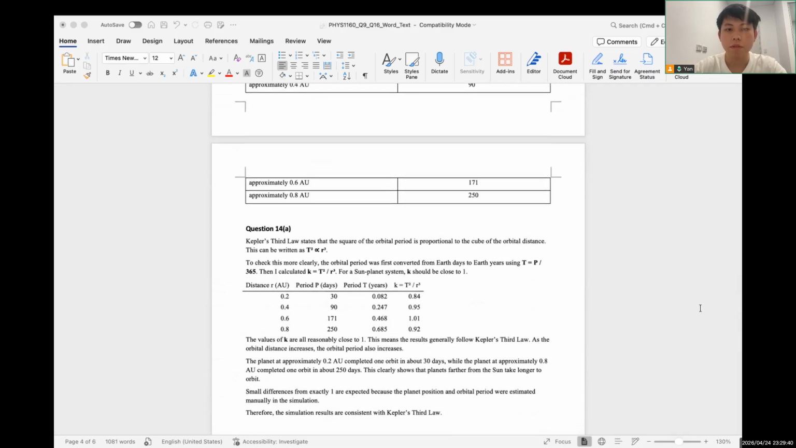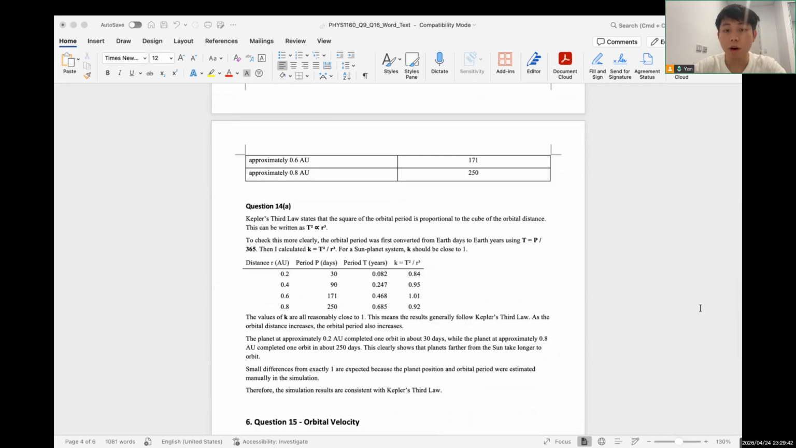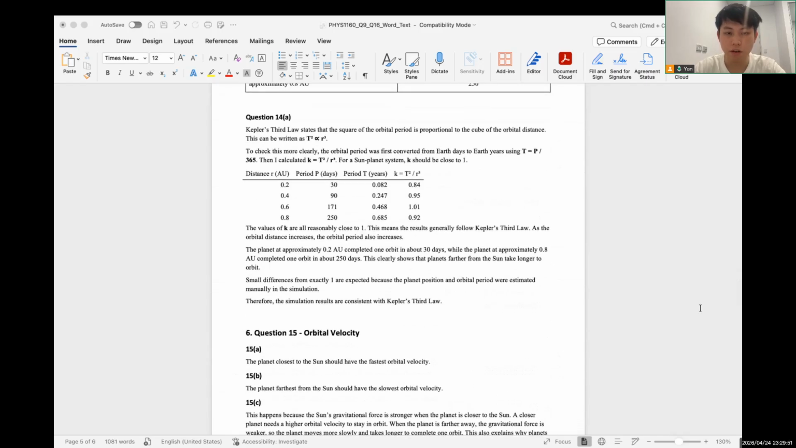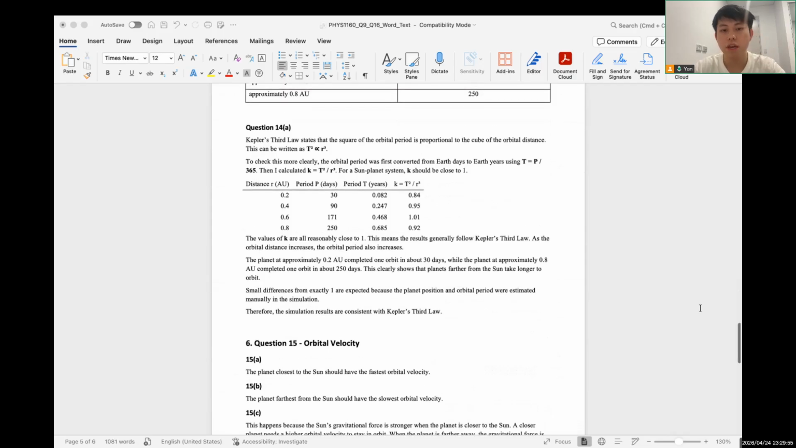You can see that this result supports Kepler's law. As the orbital distance increased, the orbital period also increased. I also calculated the result, and the values were close to 1. This shows that the relationship between orbital period and orbital distance is consistent with Kepler's third law. Small errors are expected because the planet position and the period were estimated manually.